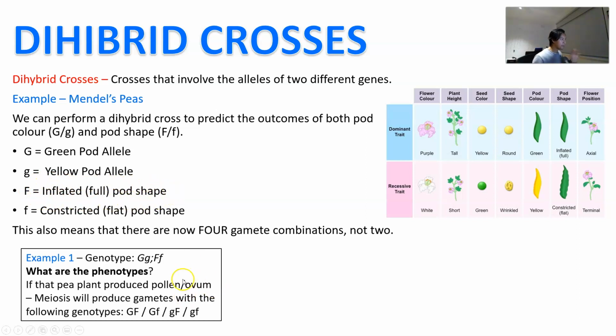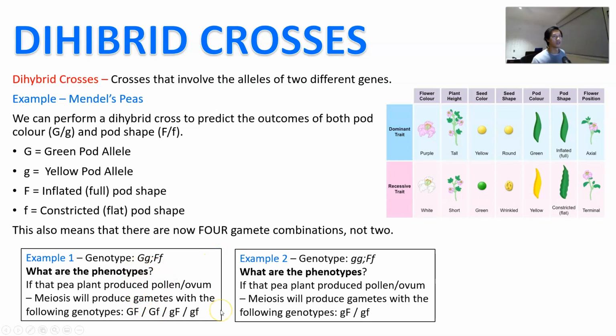So if that particular plant develops pollen or ovum, you're going to get 4 different possible combinations. You're going to get this capital G together with this capital F, which is this one here, this capital G with this lowercase f, which is this combination here, this lowercase g with a capital F over here, and then a lowercase g with a lowercase f over here. So you're mixing the G's and the F's together until you have every possible combination. So now you have up to 4 different combinations for this particular individual.